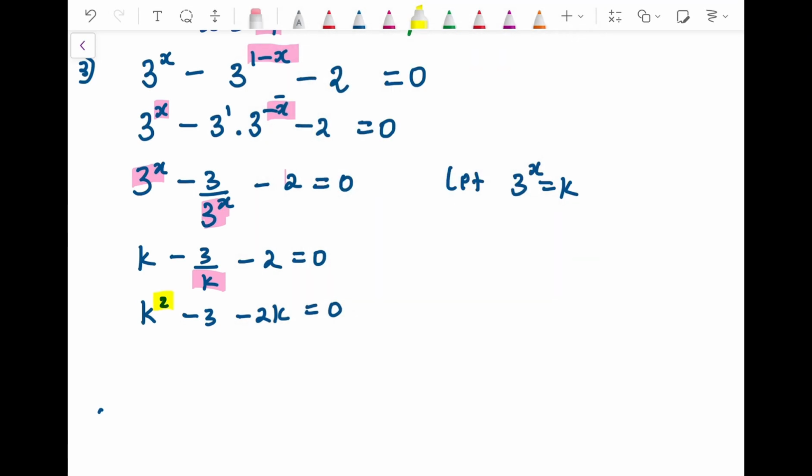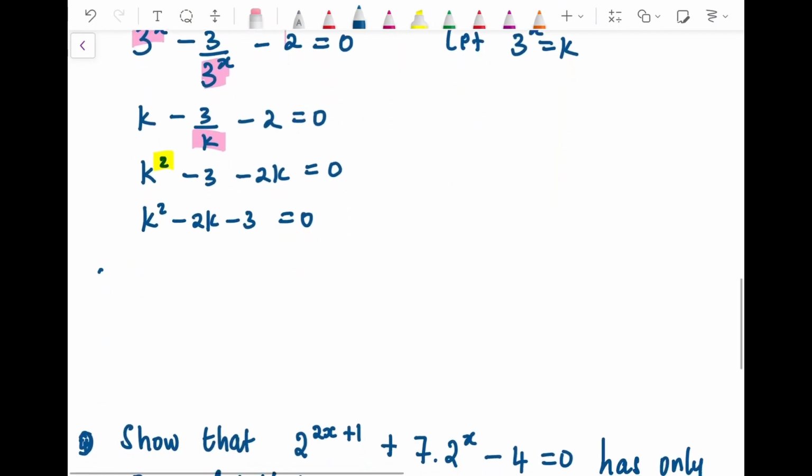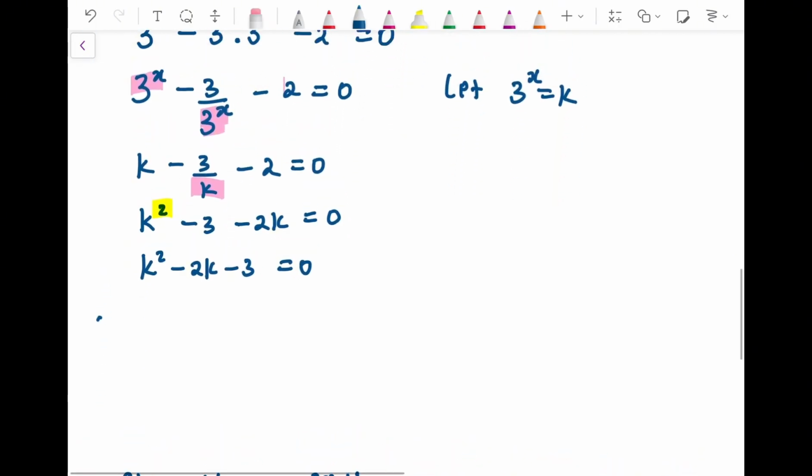My equation must be written in a standard form, ax squared plus bx plus c is equal to 0. So if I write this in a standard form, I am going to have k squared minus 2k minus 3 is equal to 0. And then from here, I can factorize. I am looking for factors of 3 that I will subtract and get 2. So the factors of 3 that I will subtract and get 2, we have k are 3 and 1.